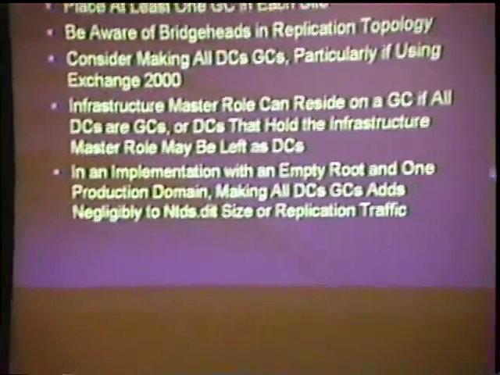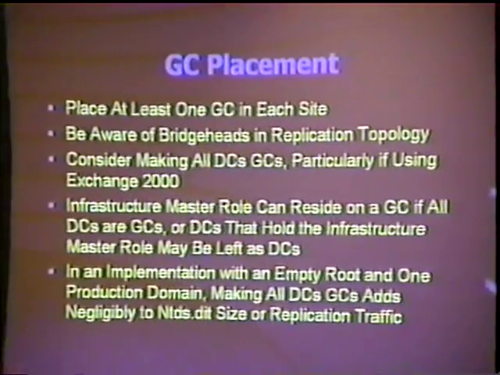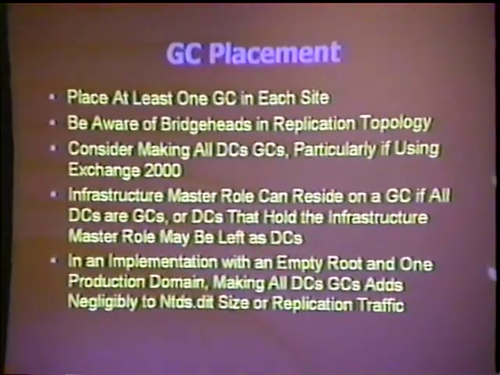Reality, or what I've seen, is in a production environment, having the infrastructure master on a GC while you're doing a lot of migration, it overloads the machine. It's heavy processor utilization. It will chew up that box for a while. Third reason, hit me offline. If all of your domain controllers are global catalog servers, you can have the infrastructure master on a GC, and that's documented.